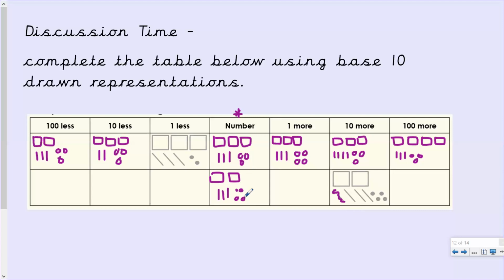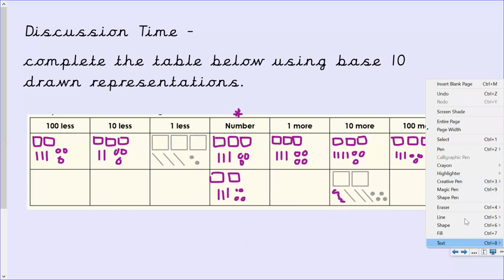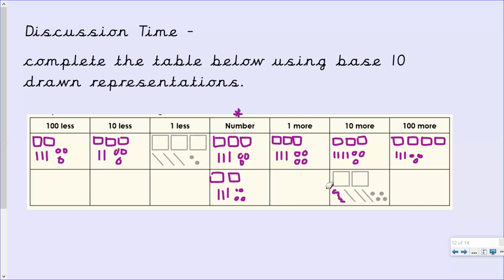On your scrap piece of paper, you don't need to take a picture of this to upload onto Tapestry, but as practice, can you please have a go at completing the rest of the boxes yourself before you move on to your next activity? Play the video when you're ready.